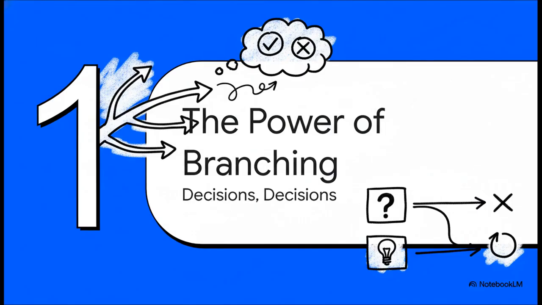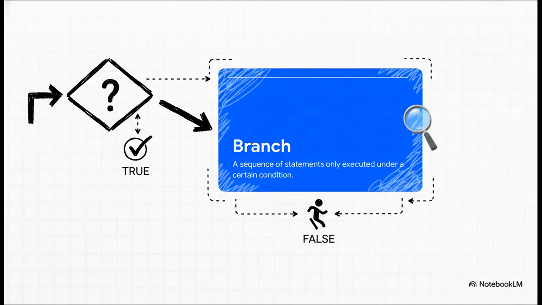So this whole process of choosing a path based on some kind of rule has a name in the programming world. It's called branching. And trust me, it's the absolute foundation for how all software makes decisions. So what is a branch, really? At its core, it's just a chunk of code, a set of instructions that the computer will only run if a specific condition is true. If that condition is false, the computer just skips right over it and keeps on going.